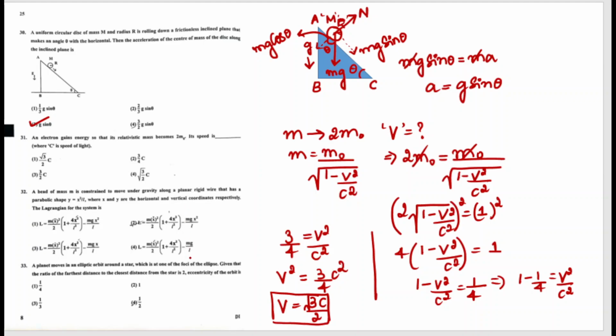So from here I can say which option is correct. Option 1, that is square root of 3 divided by 2 into c, is the right answer. Yes. Let us move on to the next question.